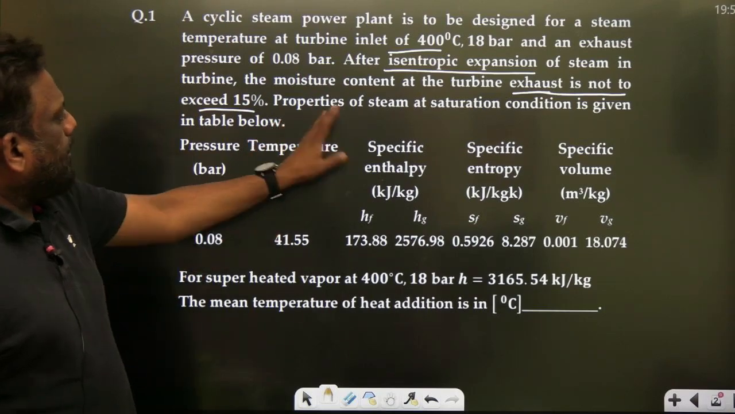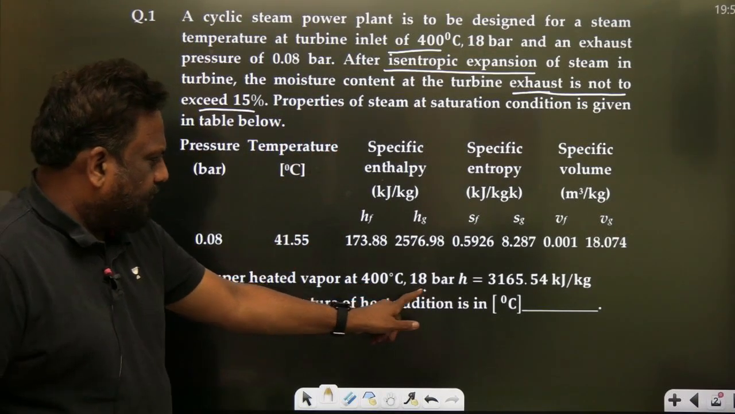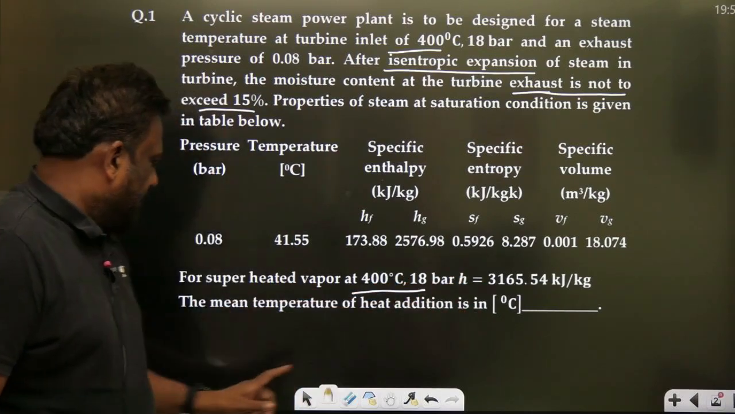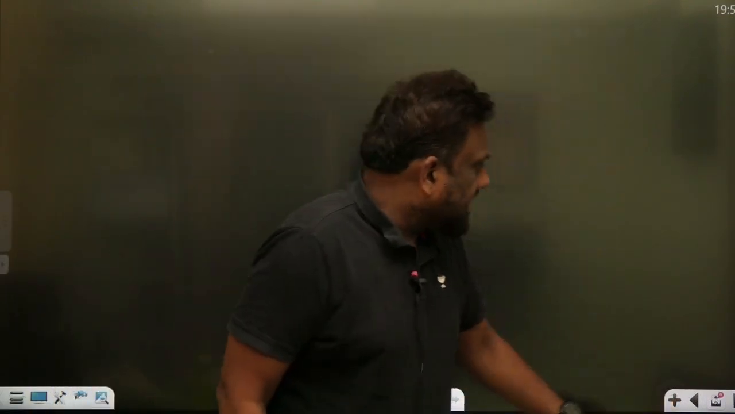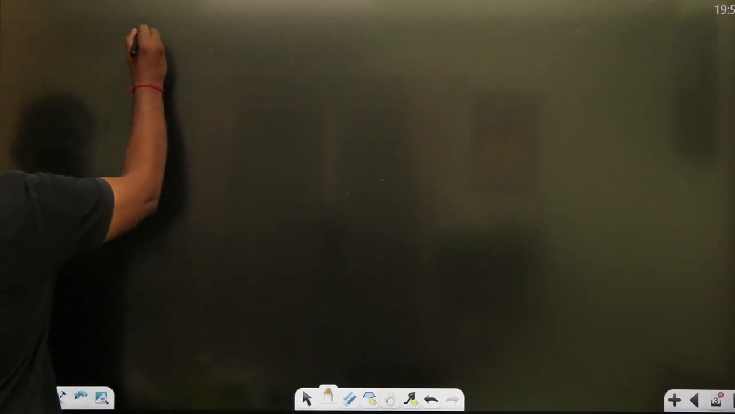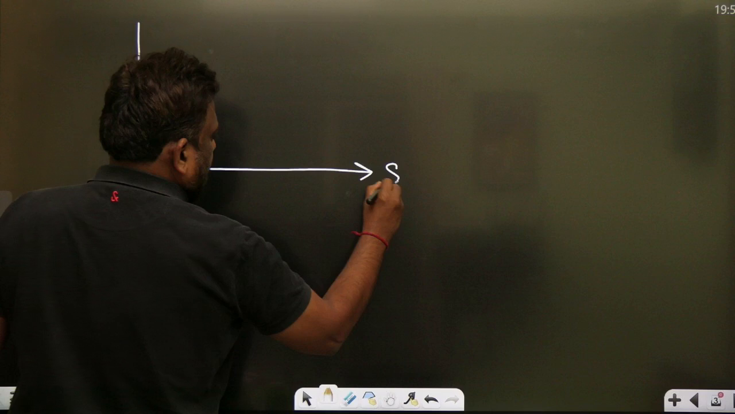Chalo. The properties of steam are given, and for superheated vapor, the enthalpy at 400 degrees centigrade is given. The mean temperature of heat addition. This is a very good question. So he is asking the mean temperature of heat addition. Already we have seen what exactly is the mean temperature of heat addition.